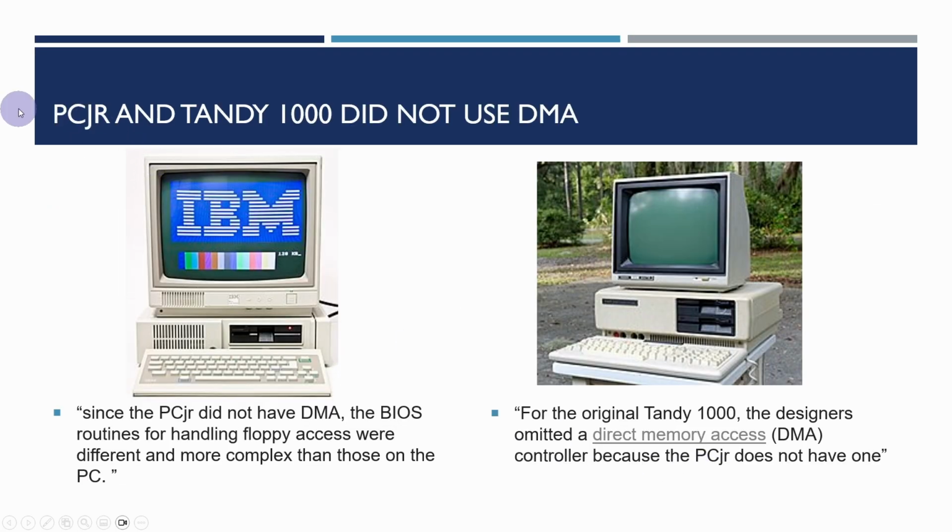Now IBM introduced the PC Junior as a sort of low-end consumer PC, and this didn't have DMA. The Wikipedia article says the BIOS routines for handling floppy access were different and more complex than those on the PC. Well, I don't think that's actually right, in that having done this, the changes needed to disable the DMA and enable the programmed I/O were only a few hundred lines in the BIOS. The original Tandy 1000 omitted DMA just because the PC Junior didn't have it. I think later Tandy versions did actually have DMA.